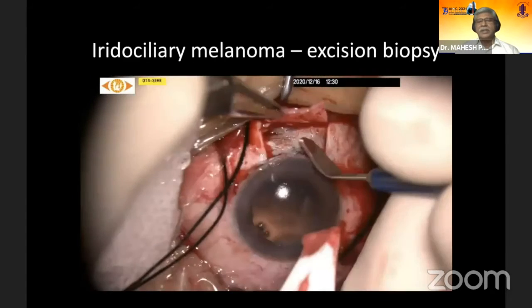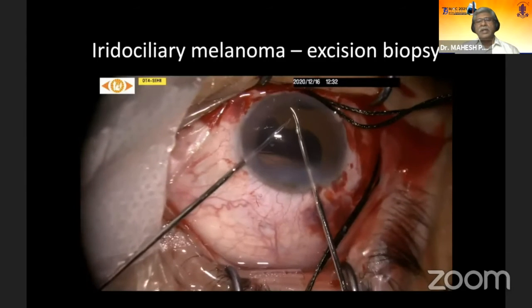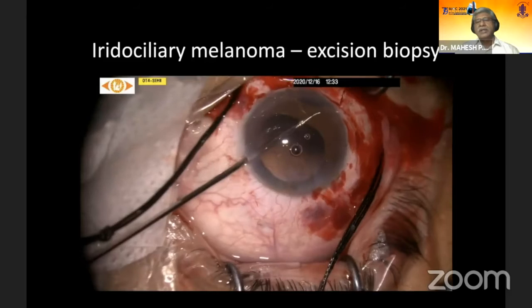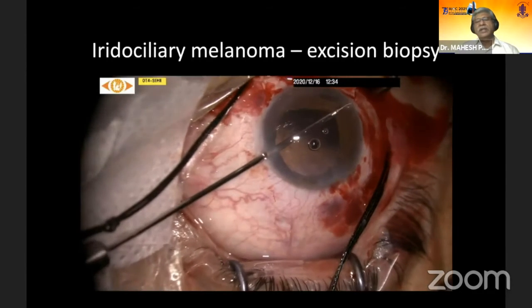Again, a partial thickness scleral flap is taken. And here 3 millimeters of normal iris tissue is taken. And so it is said to create a peripheral iridectomy rather than a sector iridectomy.